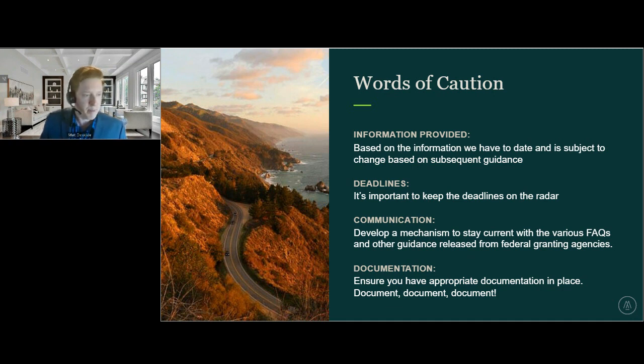Communication: develop a mechanism to stay current with rules and regulations around grants. A lot of federal agencies put out FAQs. They also put out information through other organizations like the AICPA. So just be aware that there are resources out there to help you stay up to date, and create a mechanism to check that on a regular basis, maybe be part of a mailing list with a professional organization to keep you up to date on those items.